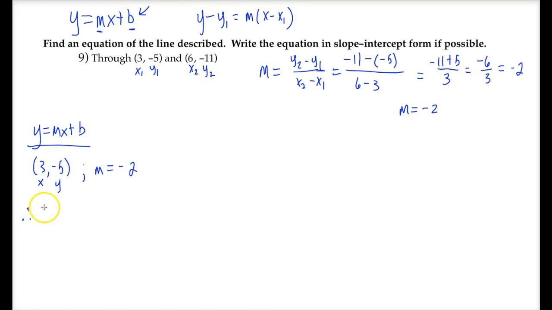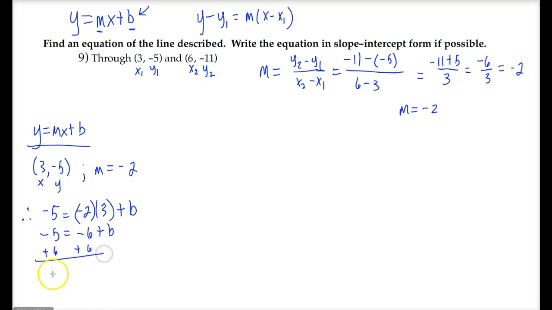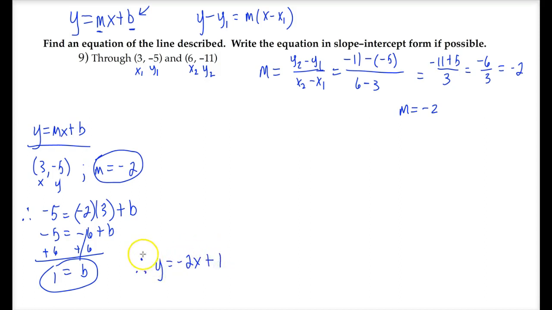So if we do that, then we see y, which is -5, equals m, which is -2, times x, which is 3, plus b. And of course, we know that -2 times 3 is -6, plus b. Add 6 to both sides, and we see that b is equal to 1. So now that we have that b is equal to 1 and m is equal to -2, we know that the result of this is y is equal to -2x + 1. And that would be our equation of a line.